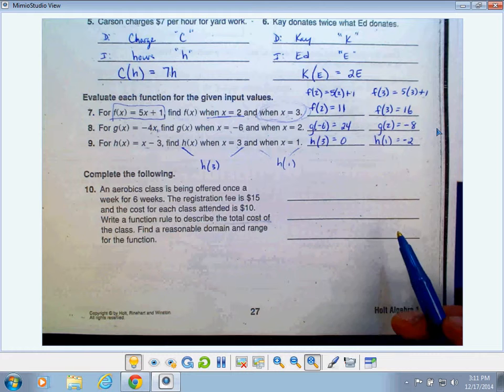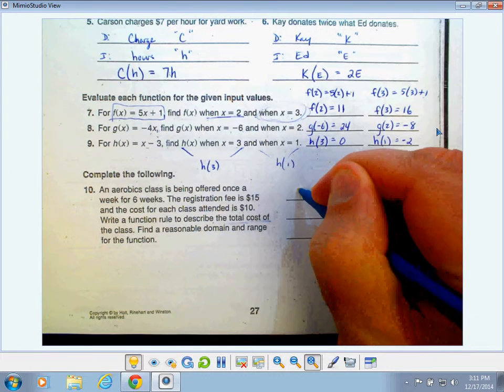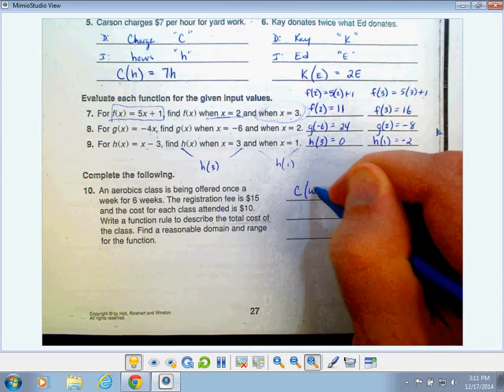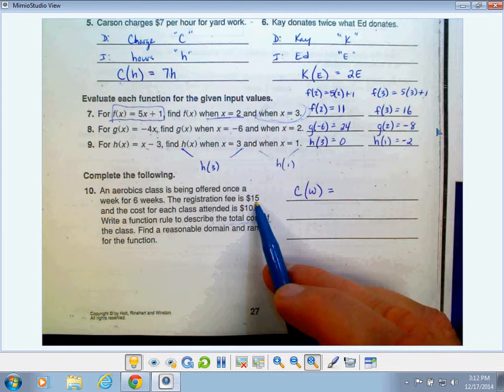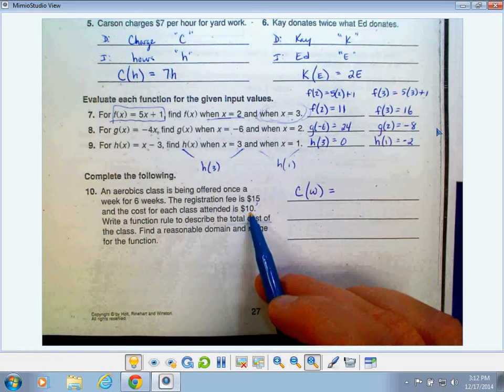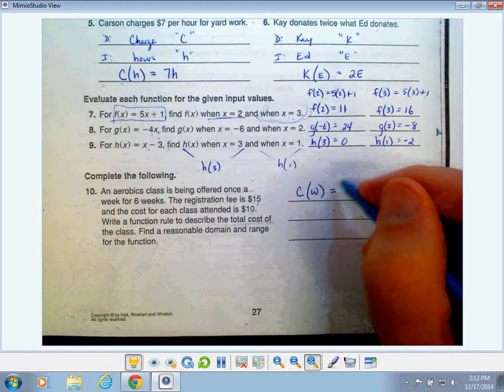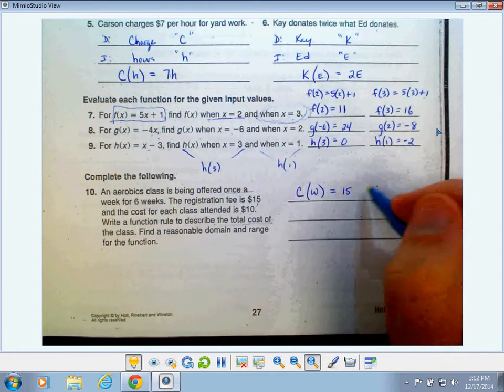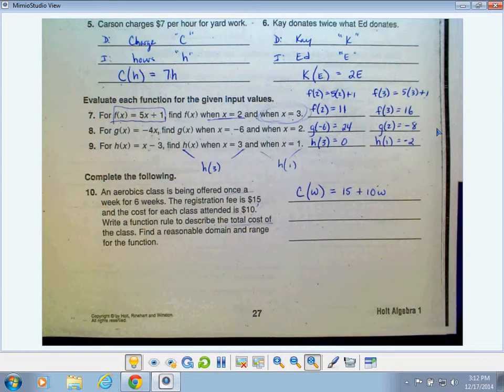Okay, if you think about it, right, we're saying that the cost of the class is dependent on how many weeks they go. So maybe we can use the function notation C for cost, saying it's a function of the number of weeks, like that. And then we need to figure out how much we would actually be charged for it. Well, you notice they pay a $15 fee, and then it says the cost for each class is $10. And since you go once a week, you have a class every week. So it means $15 first, and then $10 per weekly class. And that's our function.